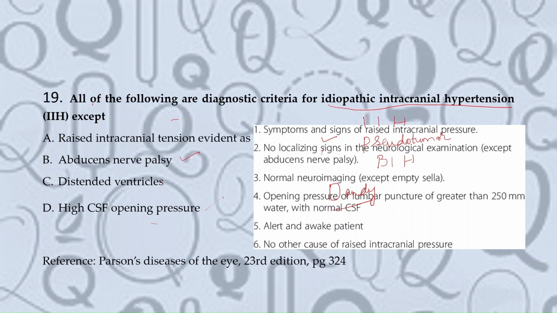So there are 6 criteria in the modified Dandy's criteria. There are signs and symptoms of raised intracranial tension, like headache and projectile vomiting. There are no other focal neurological signs except abducens nerve palsy. The neuroimaging is normal except for partial empty sella. Lumbar puncture shows an opening pressure of more than 250 mm of water with normal CSF composition. The patient is alert and awake, and there is no other cause of raised intracranial pressure. So it is evident that you have to exclude all causes of raised intracranial tension before labeling a patient as IIH.